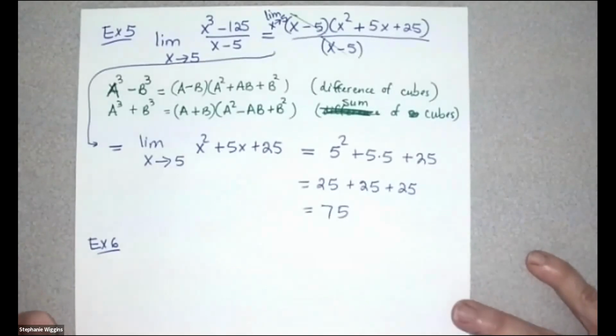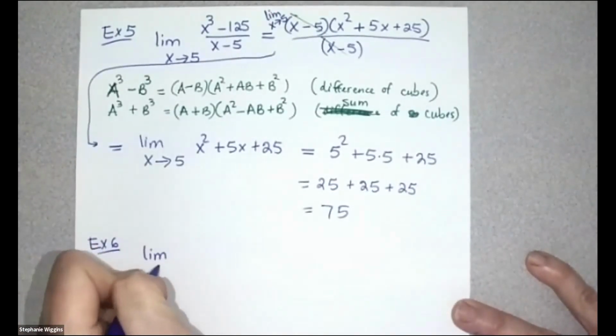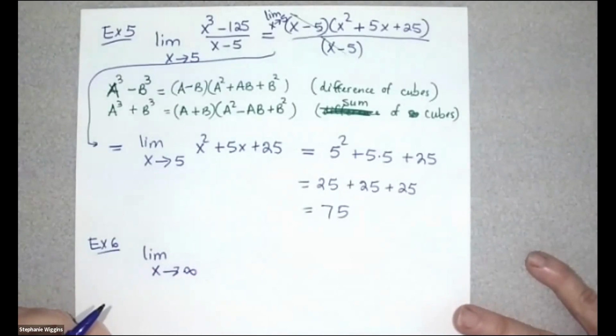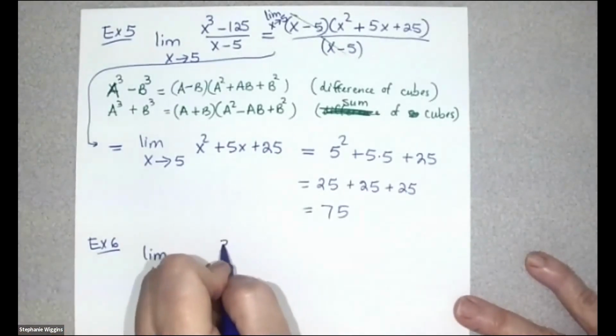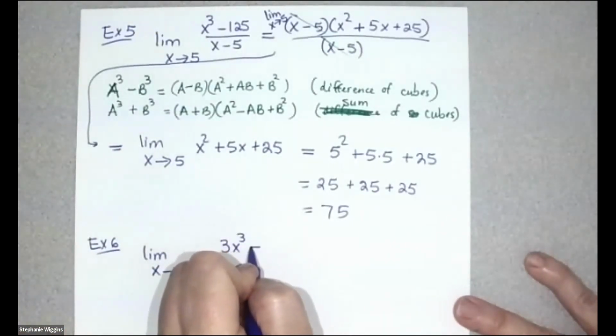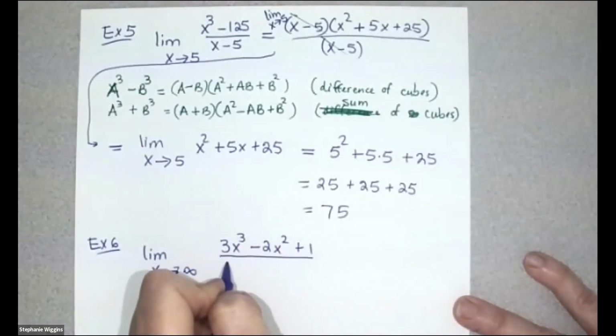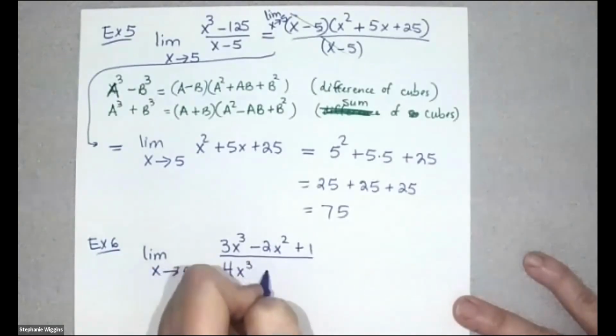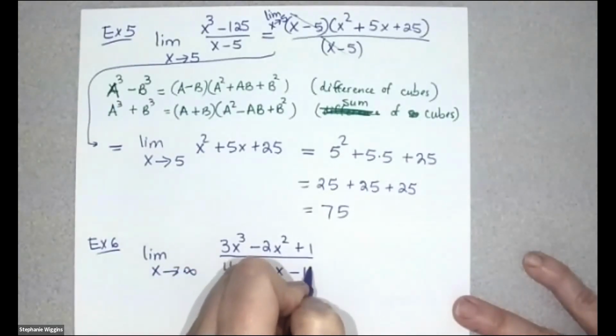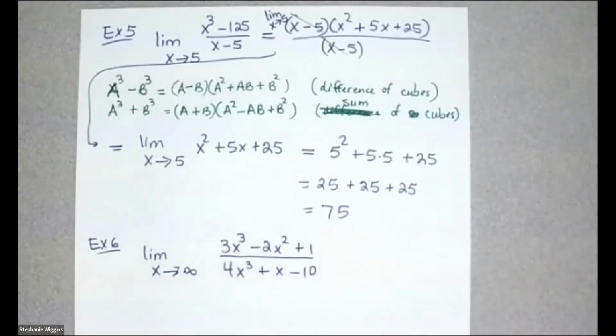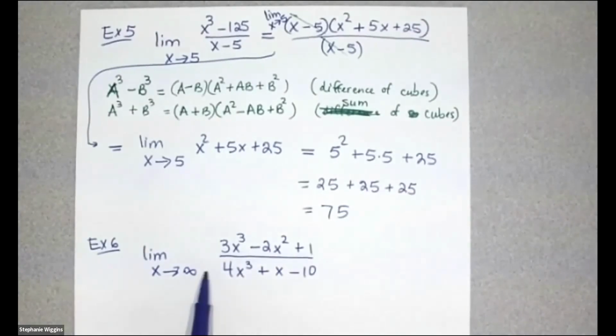So example 6, we're going to take the limit as x approaches infinity of 3x cubed minus 2x squared plus 1 over 4x cubed plus x minus 10. Now, just like on the other problems, your temptation might be to try and plug in infinity. Well, of course, infinity is not a number, so we can't do that. So we have to use some different methods to solve this type of problem.